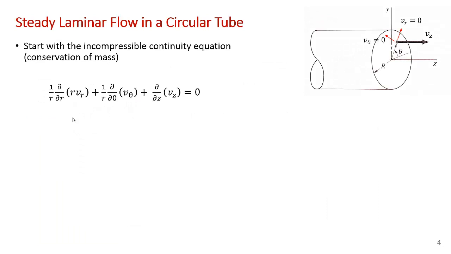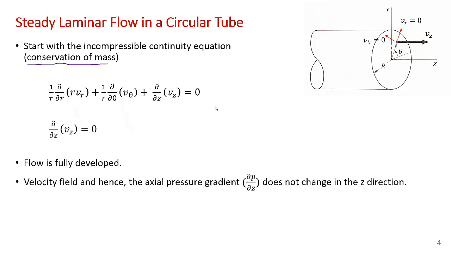So we'll start with the incompressible continuity equation. That's conservation of mass written in cylindrical coordinates. So we have 1 over r, ∂/∂r of (r vr), plus 1 over r, ∂/∂theta of v theta, plus ∂/∂z of vz. That's our continuity equation. Now, we just talked about the assumptions that we're well away from the pipe entrance, so there's no radial component of velocity and no swirl in this flow, v theta is 0.